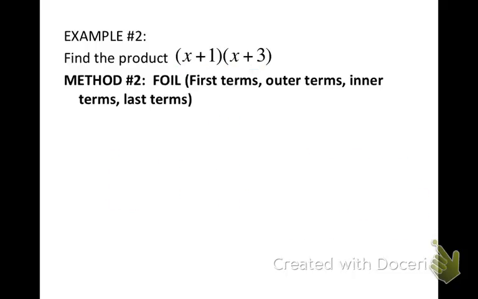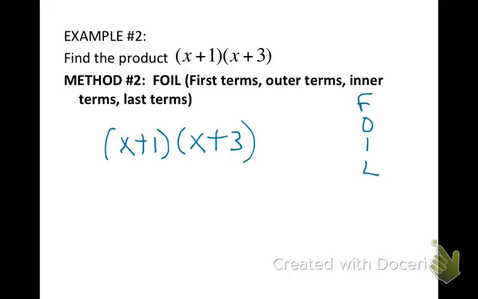Now let's do method 2. This is called the FOIL method, and this is where you leave the terms in their parentheses. We have an acronym, FOIL, and it helps you remember what order to multiply the terms in so that you don't forget anything. Because this problem is telling you to take everything in this first expression times everything in that second expression.